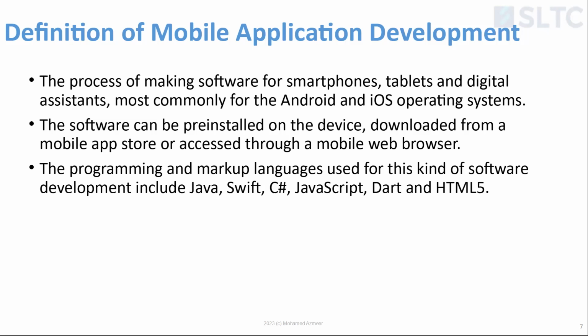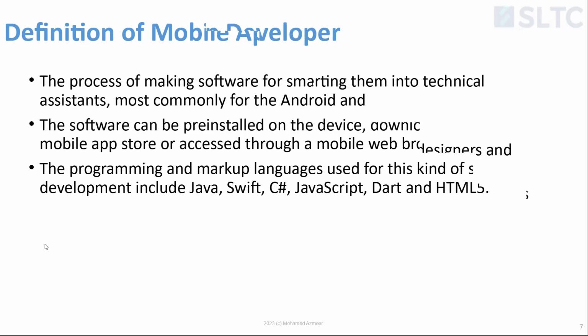TypeScript from Microsoft is another one. They're all JavaScript based. And then we have Dart, and Dart coupled with Flutter. We use that to develop mobile applications as well. HTML5, I don't call it a language, but it's a markup language, is another mechanism we use to do design elements on mobile phones. So that's kind of a definition of what mobile application development is.